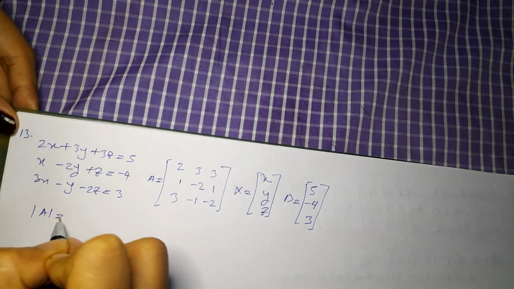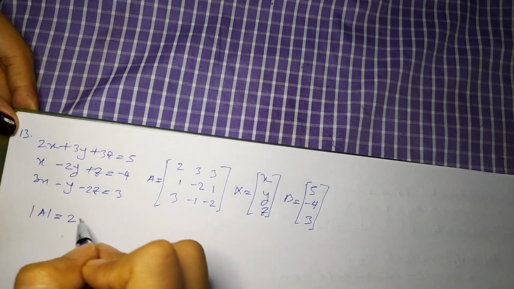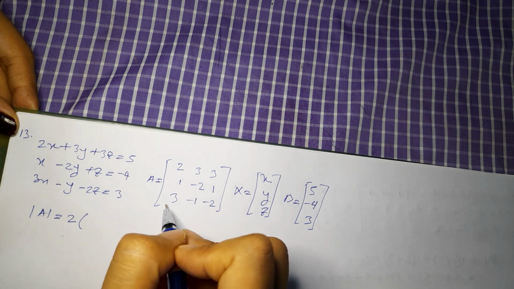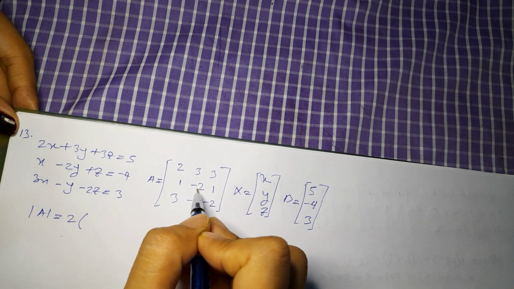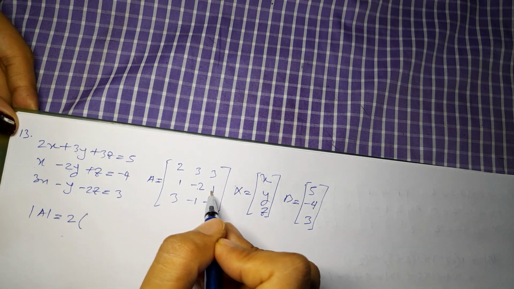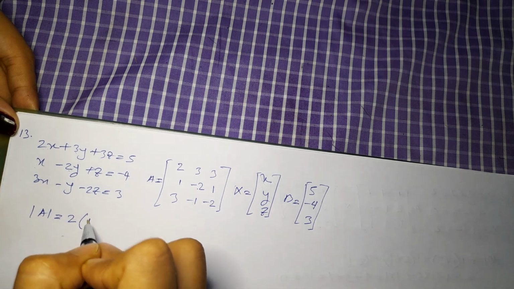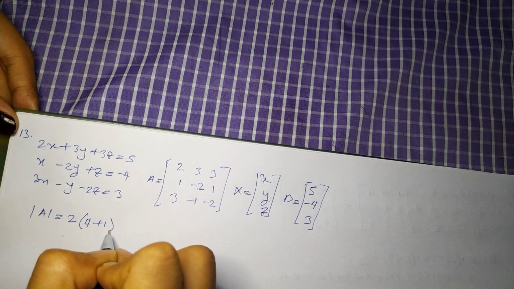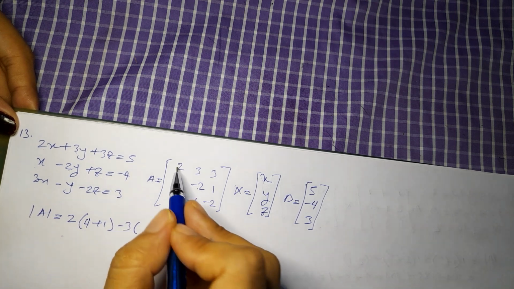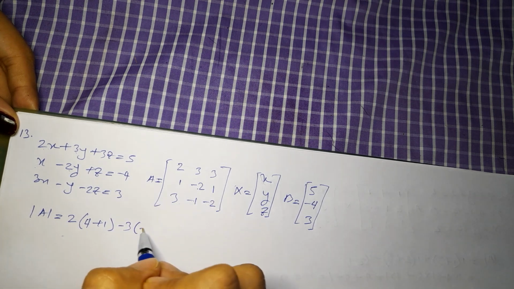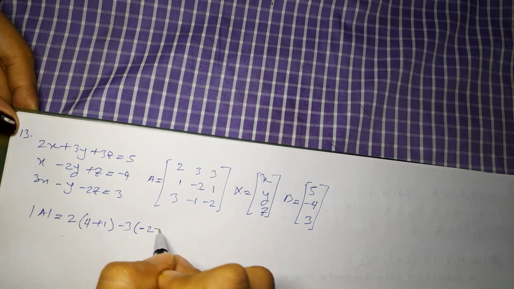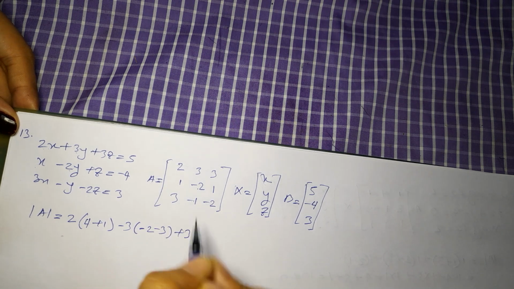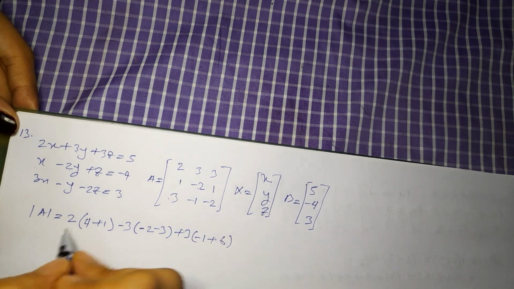Now we need to find the determinant of A. So determinant of A, that is 2 along the first row. Eliminate this row and this column. So this will become 4, minus and minus became plus, that is the 5. Okay, let's say 4 plus 1. Minus 3, eliminate this row and this column. Minus 2, minus 3. Plus 3, eliminate this row and column. Minus 1, minus and minus become plus, 3 to the 6.